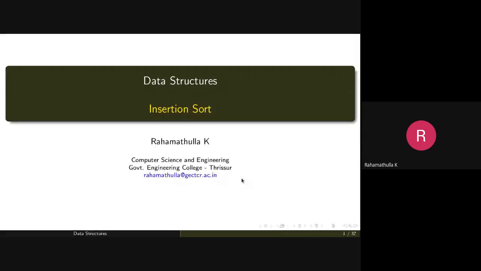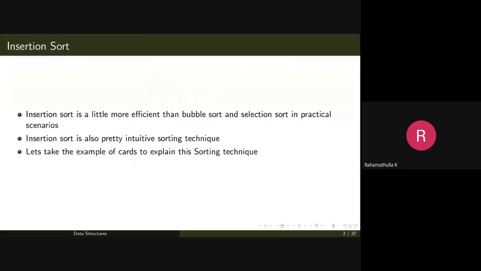Hello everyone. Today's topic is insertion sort. In the last two classes, we have been discussing selection sort and bubble sort. Insertion sort is a little more efficient than bubble sort and selection sort in some practical scenarios.